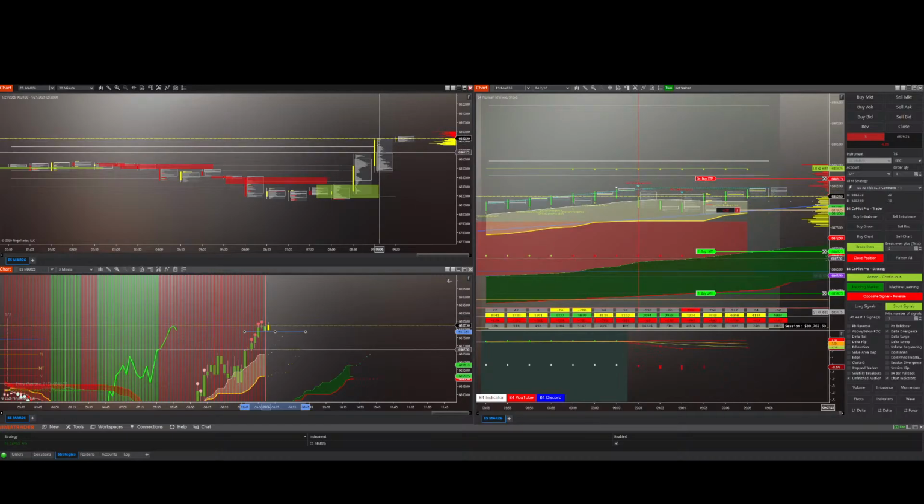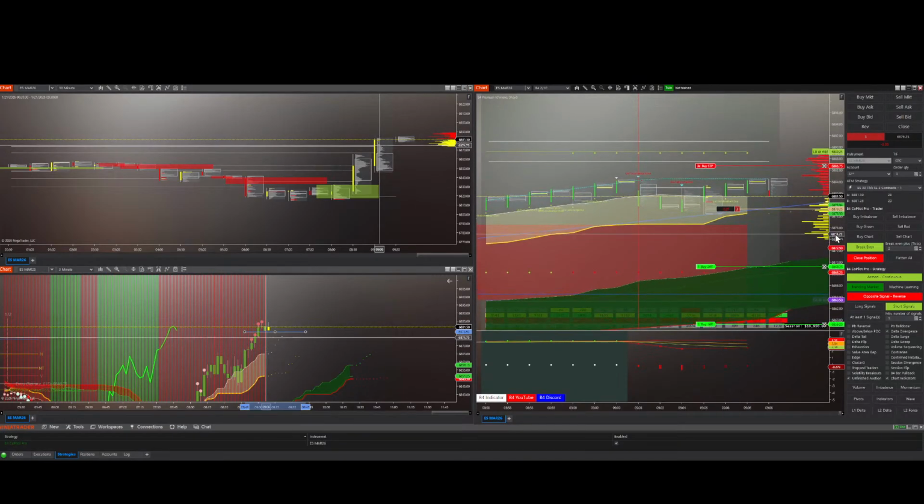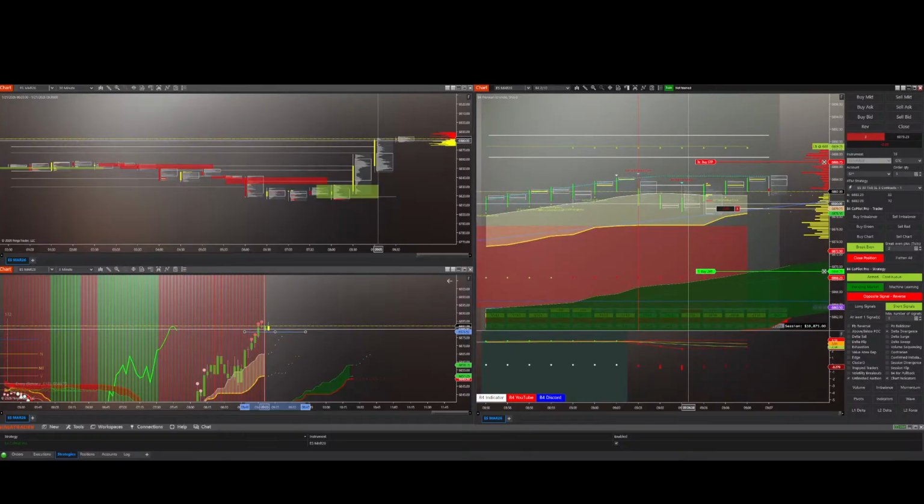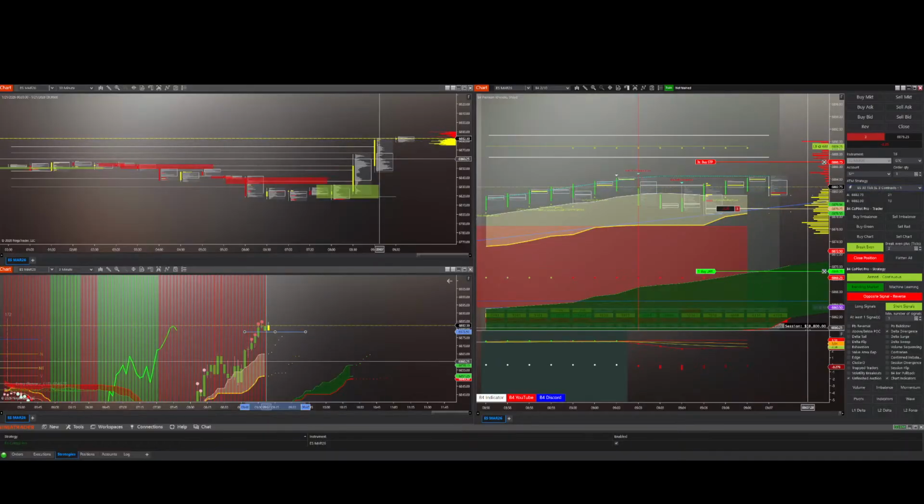So we took a short trade here with the system, but we scaled down. We were trading with 6 contracts. We had several good trades in a row. I didn't lose a trade this morning.